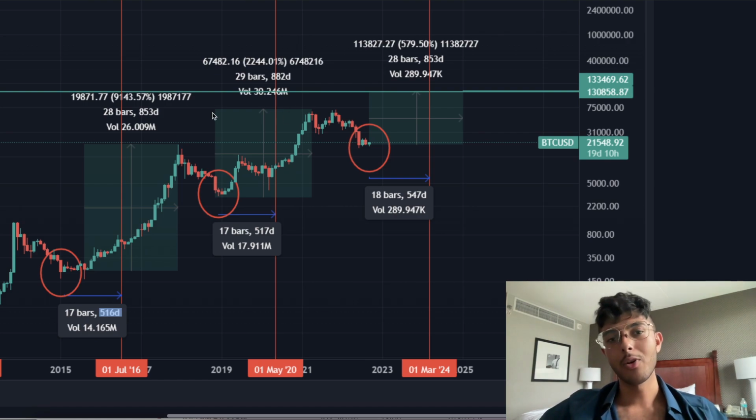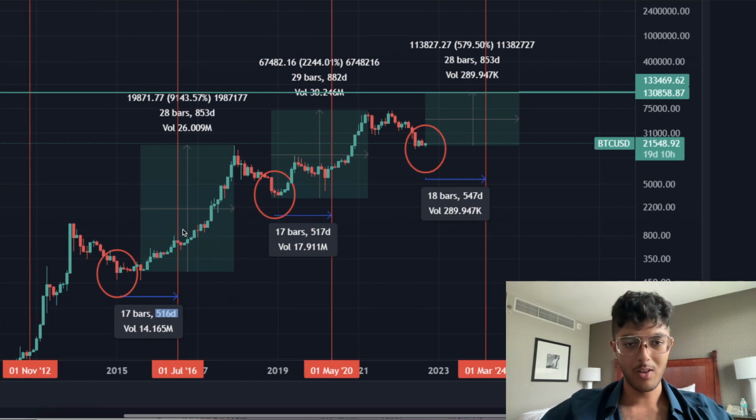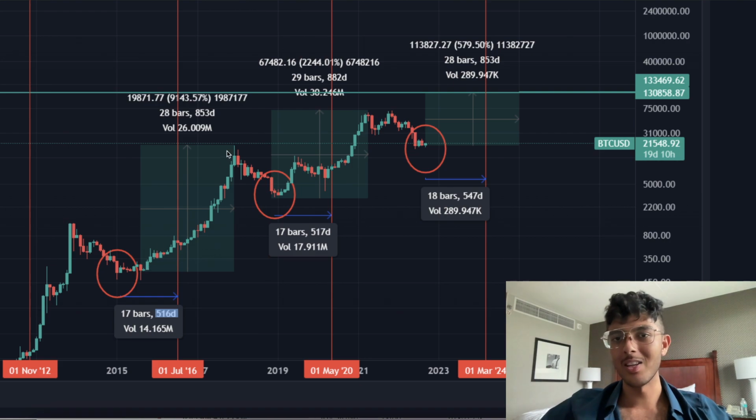And the next thing I've gone ahead and done for you is just measure the strength of these bull markets. Now this is where it gets really interesting, and we start talking about that very exciting 130K target. This is where we really start getting that lotion out. I can already tell some of you are reaching for it.